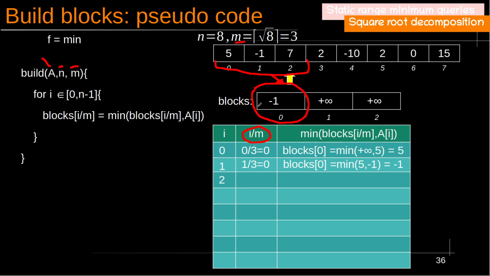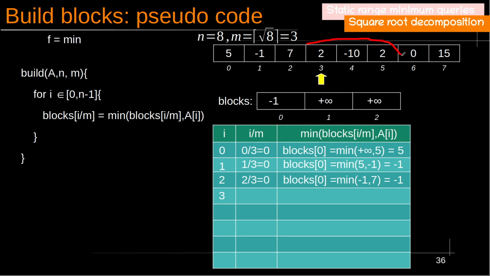And I goes to 2. 2 over 3 is 0. Blocks of 0 is the minimum between the previous computation on the cell block of 0, which is minus 1, and the new common one from the original array, which is 7. So here the minimum is still minus 1. I now goes to 3.